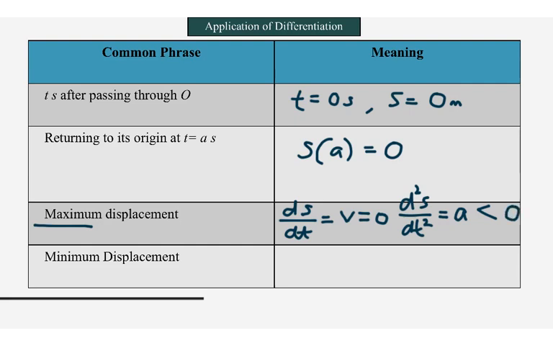Continue with the next part, which is the minimum displacement. Same thing. When we are talking about the turning point, minimum here, ds over dt, which is equivalent to the velocity, will always be 0. The gradient is 0. And then it correlates to acceleration, where acceleration will always be more than 0.